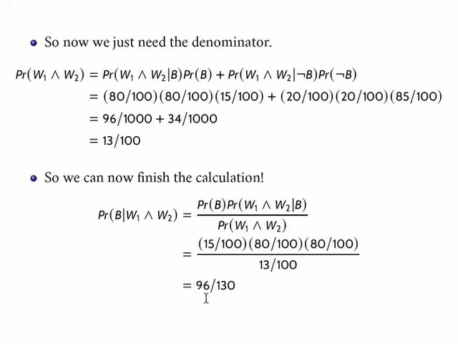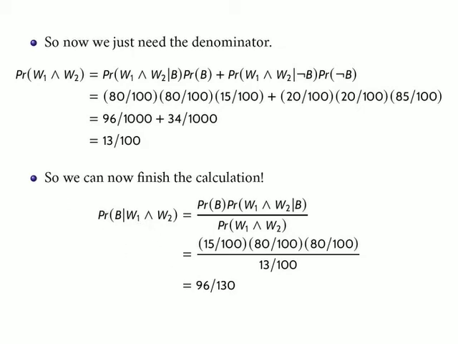Now here, the number we get for the probability that the cab was in fact blue if there were 2 witnesses is 96 over 130, and that's a bit over 50%. So this makes sense in that the probability of our hypothesis that the cab was blue, given an additional piece of evidence supporting that, increases that probability.